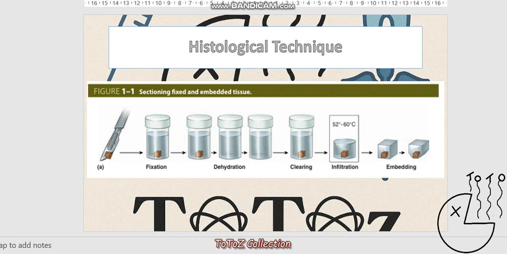So here we have the histological techniques. These are the procedures that are taken in order for us to have our sample prepared. This is the first part here. We're going to get our sample from our tissue, cut it into a manageable size, quite a small piece of it.